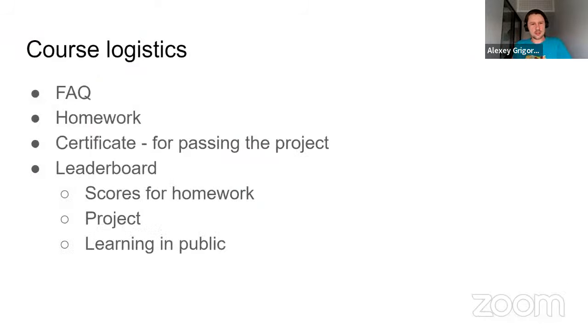So what else did I not cover? I talked about frequently asked questions and homework, but we didn't talk about the certificate. At the end of the course, you will get a certificate, and to get it, you need to pass 2 out of 3 projects. In this course, we will have 3 projects: the midterm project, then capstone 1 and capstone 2. So you need to finish 2 out of 3, and then you pass the course.